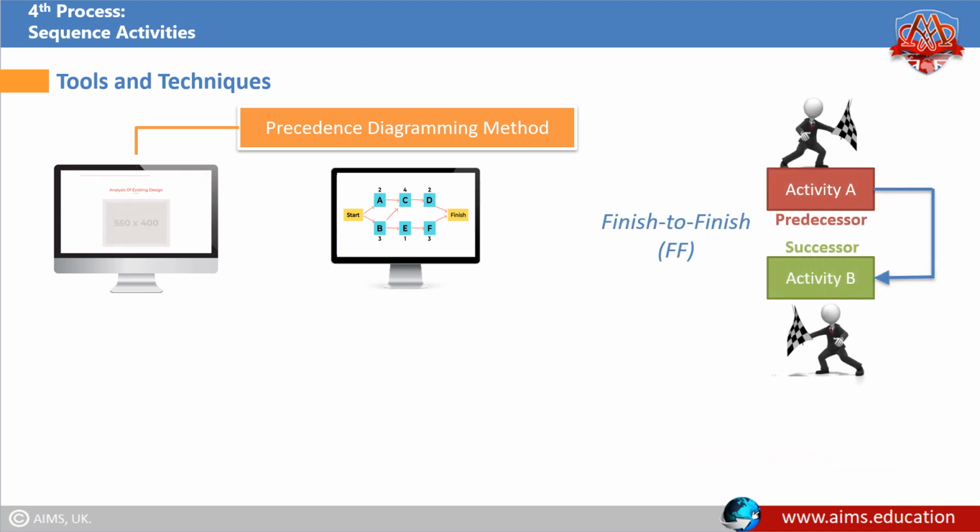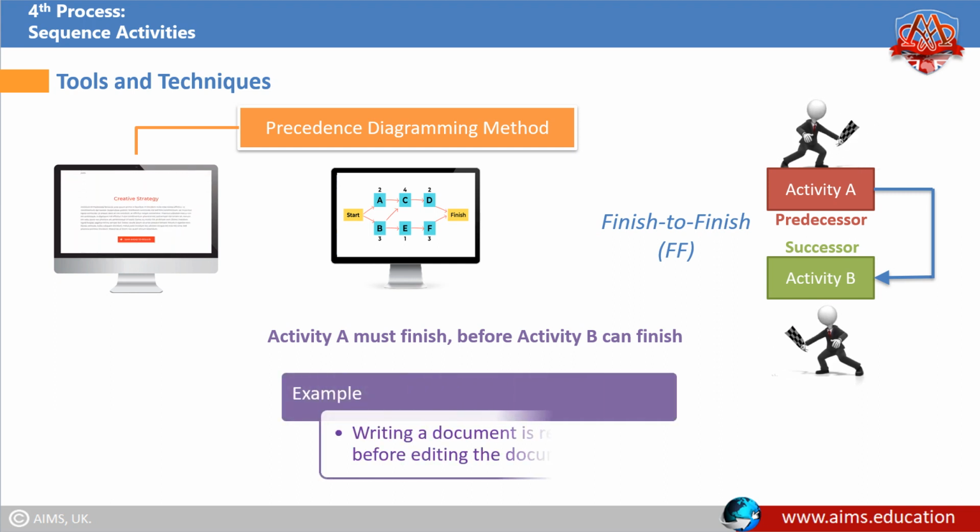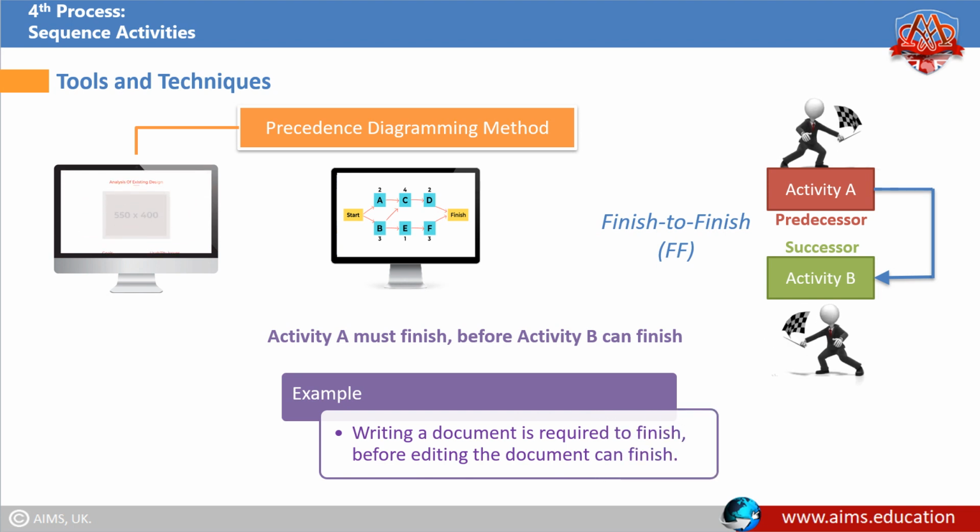Finish to finish. Activity A must be finished before activity B is finished. The completion of the work of the successor depends upon the completion of the work of the predecessor. For example, writing a document must be finished before editing can be finished.